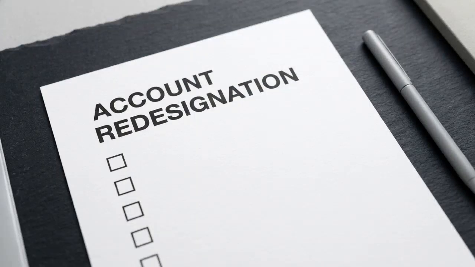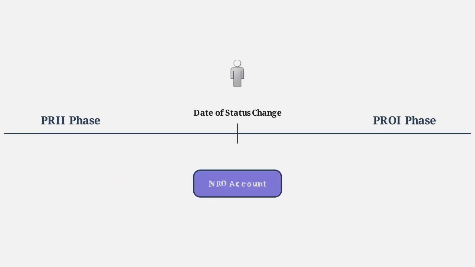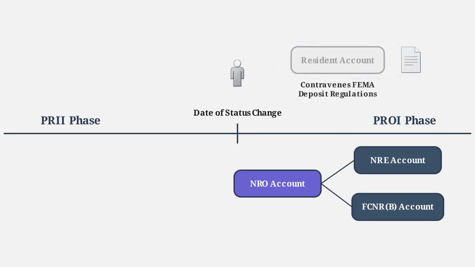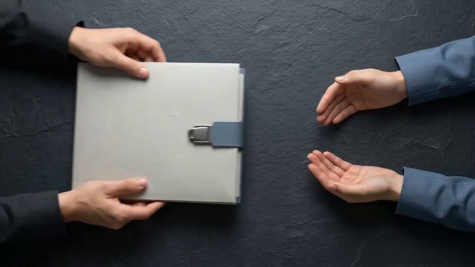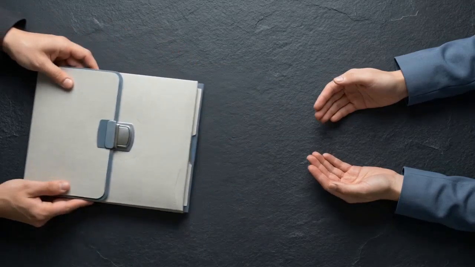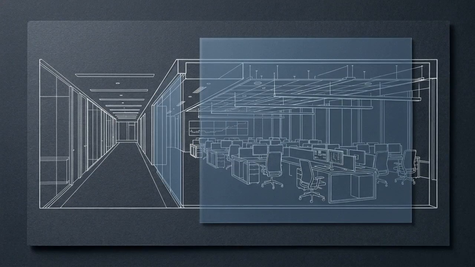Now, the analysis turns to the operational consequences. On the date her status changed, her resident account had to be redesignated as an NRO account. As a PROI, she can open NRE or FCNRB accounts for foreign remittances. Operating a standard resident account after departing contravenes FEMA deposit regulations, requiring formal compounding. By establishing the correct PROI status and redesignating the bank accounts, the team satisfies the regulatory conditions for the transaction. The founder's cross-border transactions can now move forward legally.